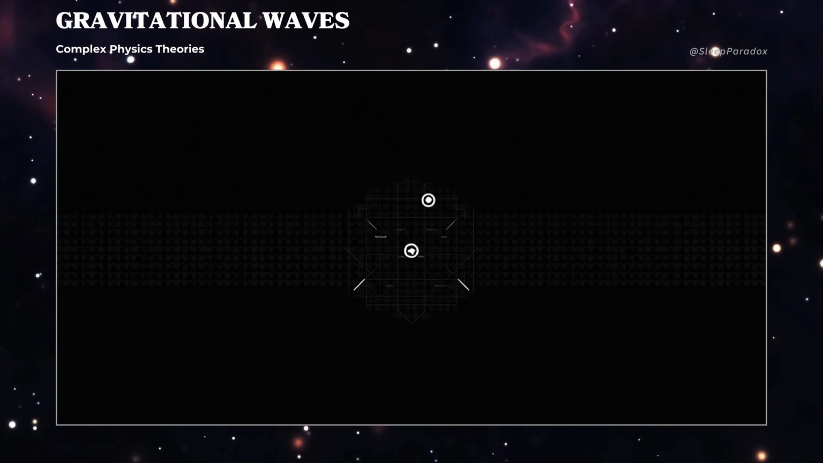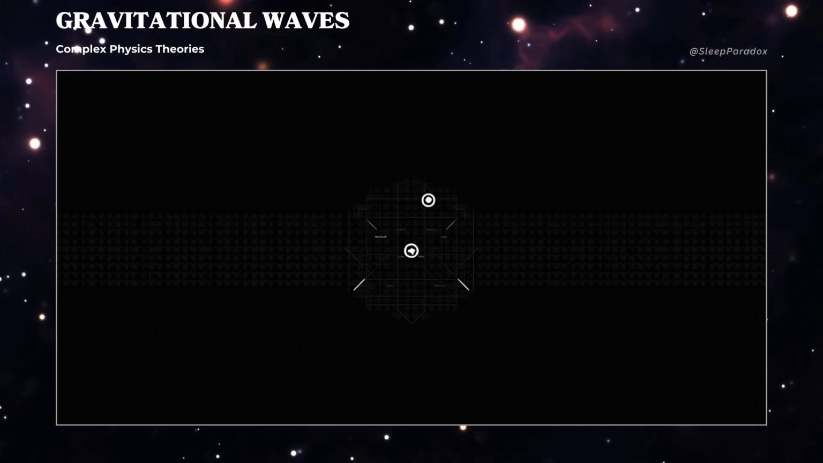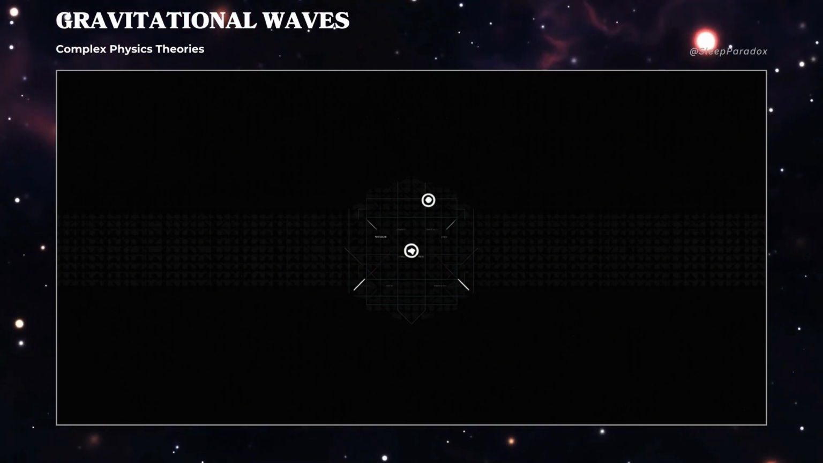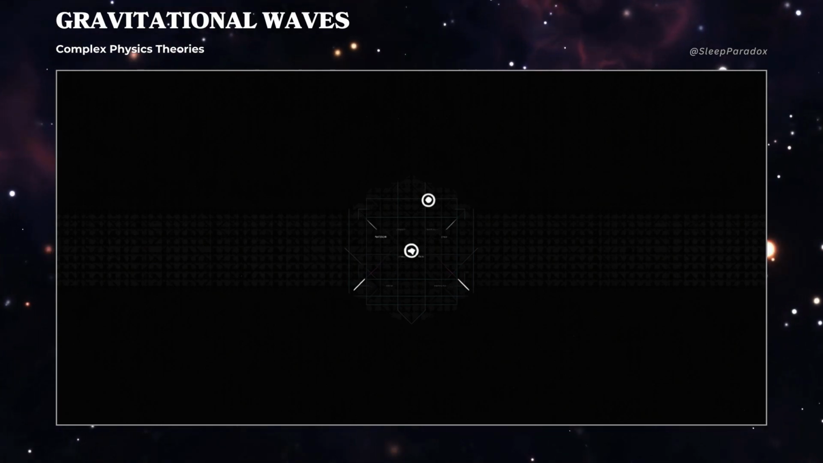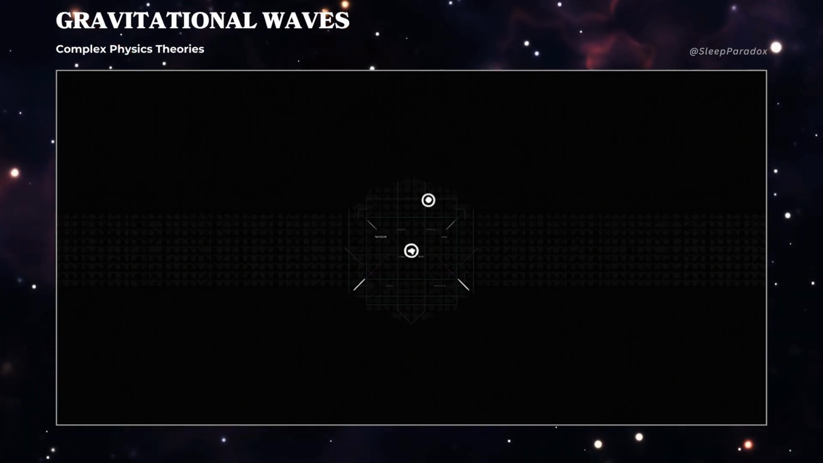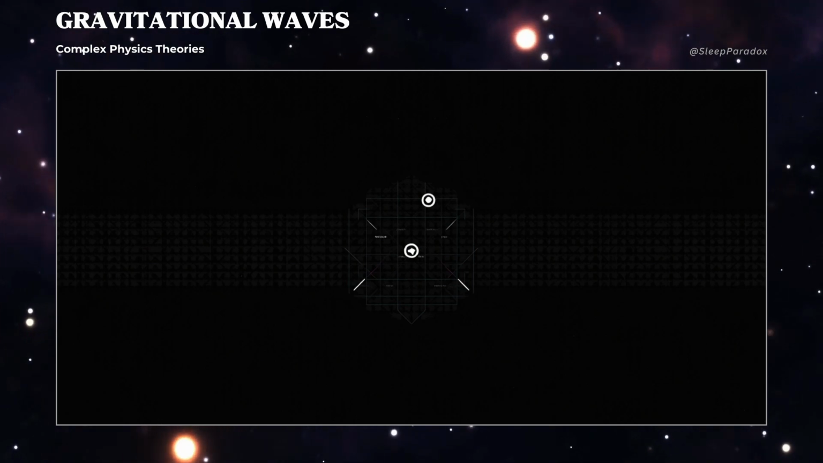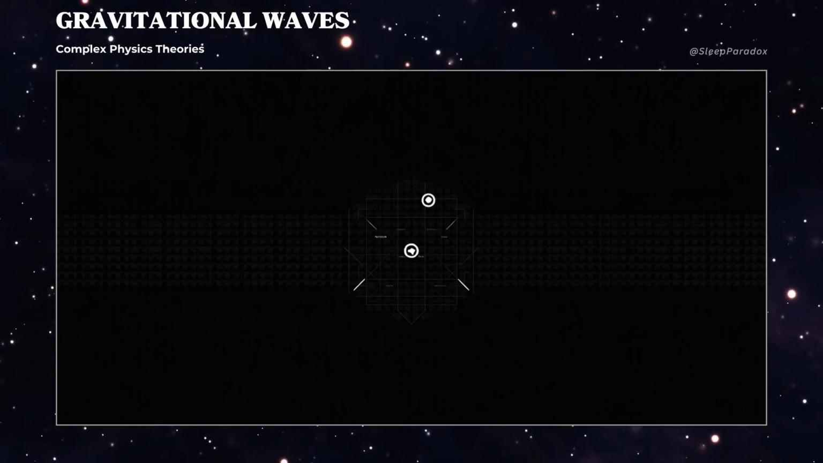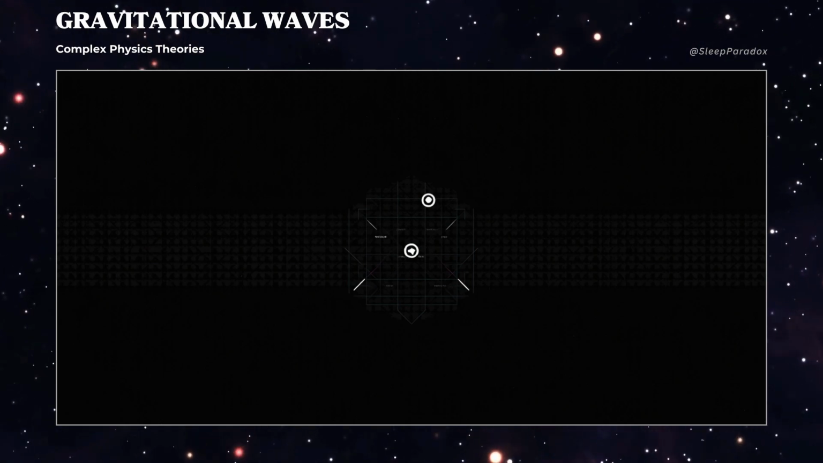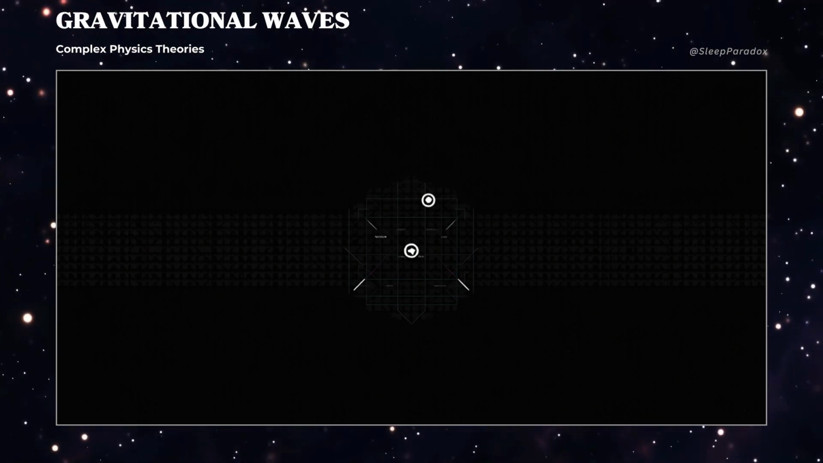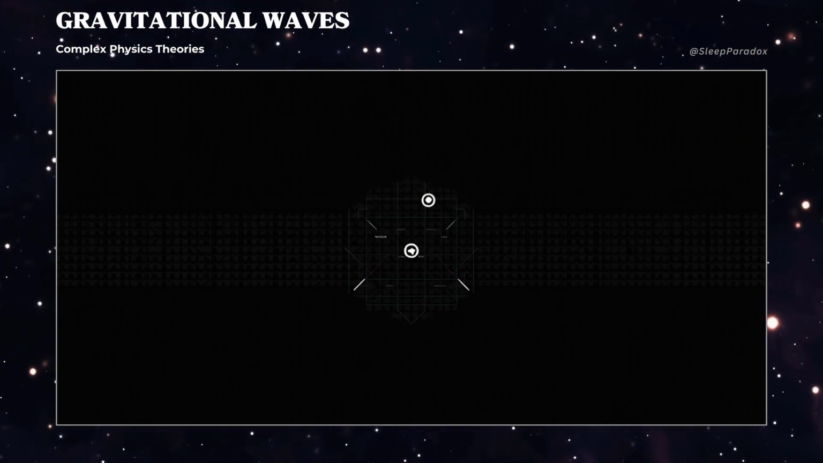Two long arms, with mirrors at the ends, are used to create a stable laser path. When a gravitational wave passes, it slightly changes the length of one arm compared to the other. That change, though unimaginably tiny, is enough to be detected. The discovery of gravitational waves was not just a triumph of engineering. It opened a completely new way of observing the universe.